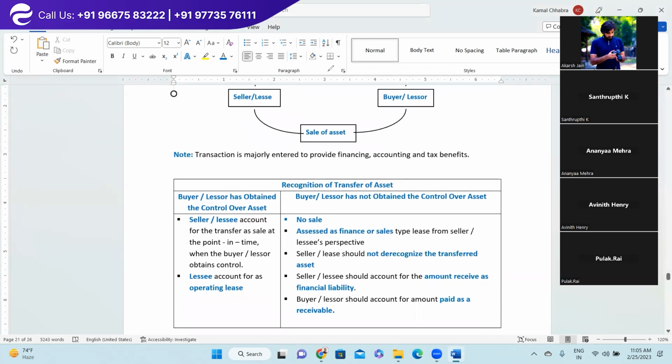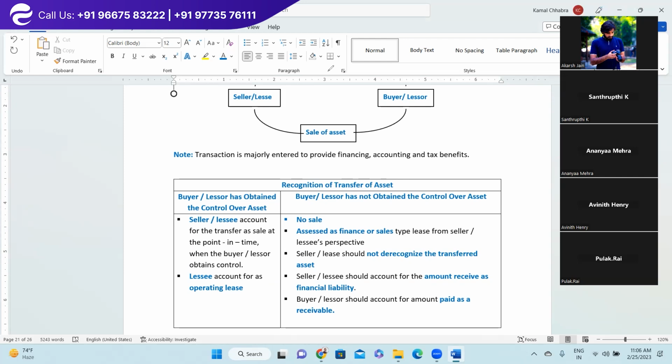So the transaction is majorly entered into to provide financing, accounting, and tax benefits, because you can claim more expense, you can claim tax benefits, you can claim financing cost also, right? So that will help in giving more expense, then probably it would be only just depreciation expense. But more importantly, it gives financing benefits or helps in managing the working capital for the company, right?